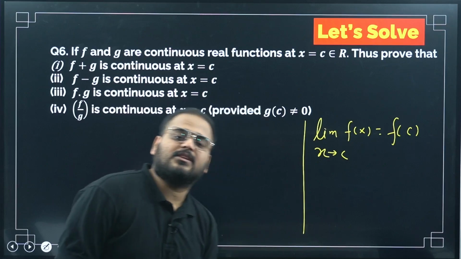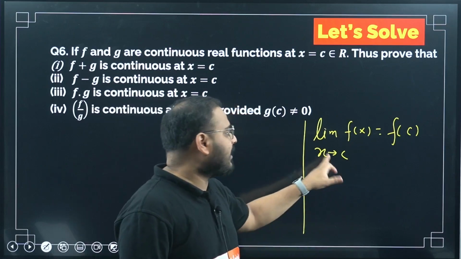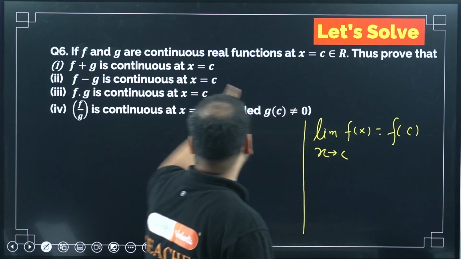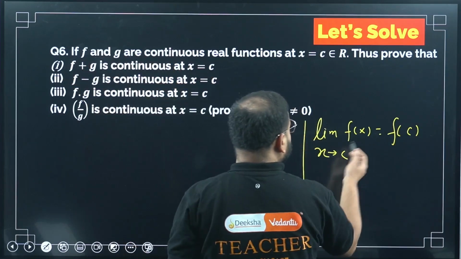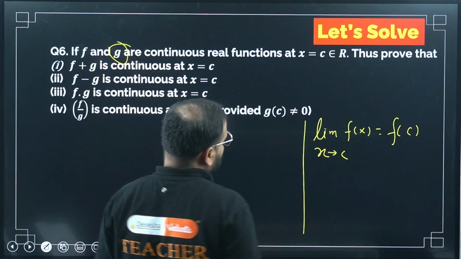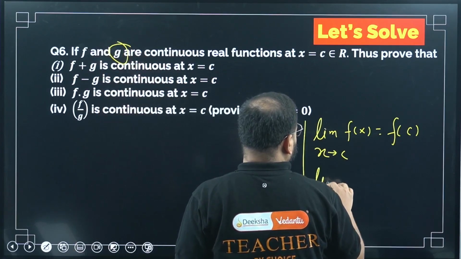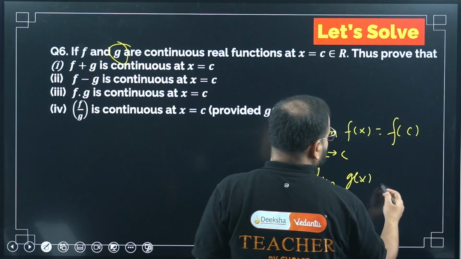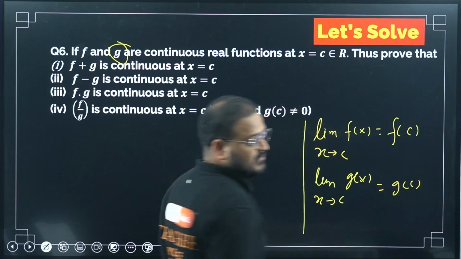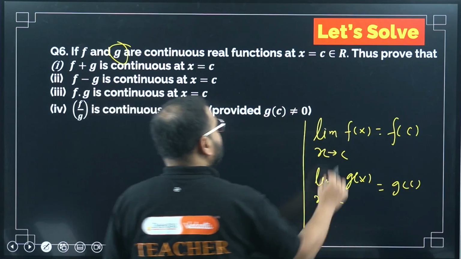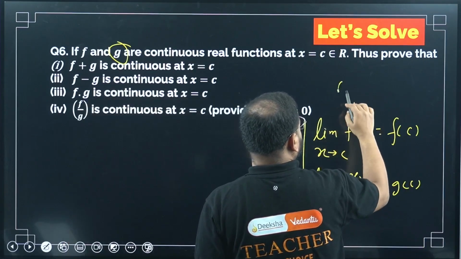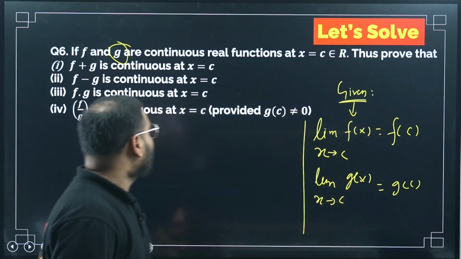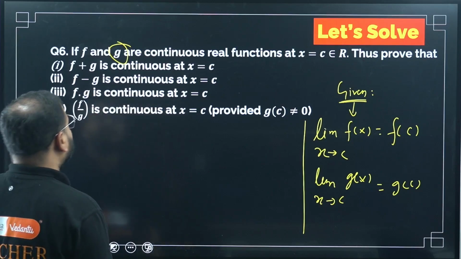How will you say that the limit exists? If the LHL and RHL are equal to each other. So if I'm writing just the limit directly, that is enough, right? So limit value equals the function's value. That is what it means. It means it is continuous. Same way for g(x) to be continuous, I can write this as the limit of the function g(x) when x tends to c is equal to g(c). This is my given condition. These two are given conditions. Yes or no? Yes, sir. Now what about the first one? f plus g is continuous. Check here.